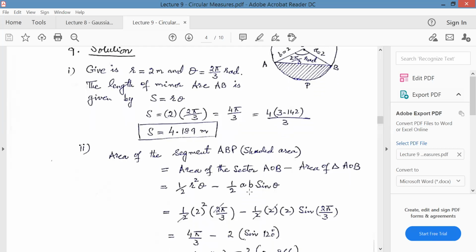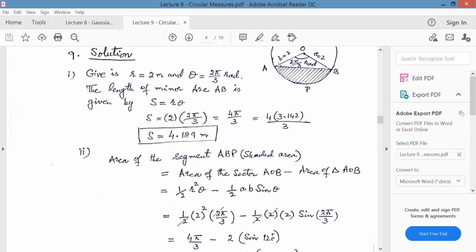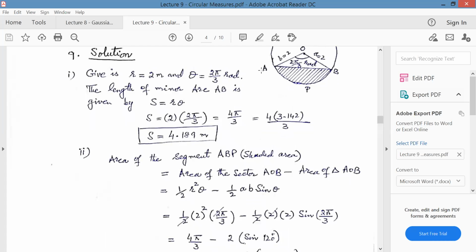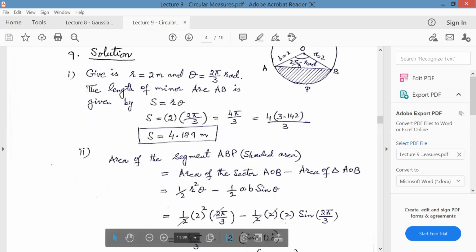Do you see? This theta is 2 pi by 3, which is between OA and OB. Both OA and OB are 2 meters. So half, r is 2, theta is 2 pi by 3, a is 2. Opposite side of capital A will be small a, opposite side of capital B will be small b. Both are the radii, so the length will be the same, that is 2. a is 2, b is 2, and sine of theta, where theta is 2 pi by 3.